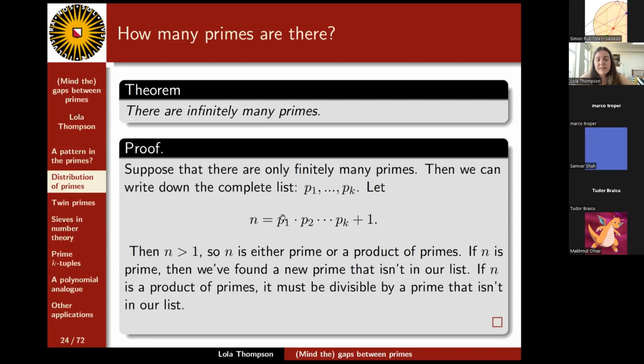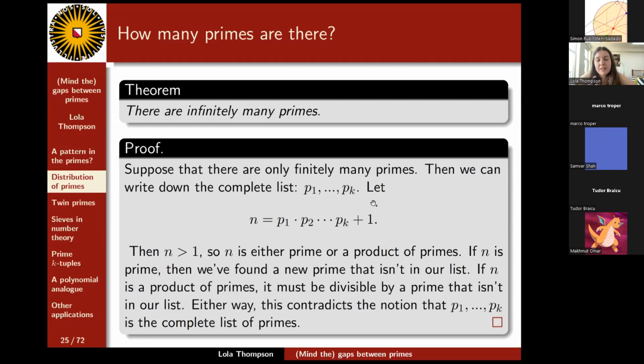Because since n is a product of primes, it has to be divisible by some prime that's not in our list. Notice that P1 can't divide n, because P1 would also have to divide 1, since n is written in the form of a product of things plus 1. Because P1 doesn't divide 1 and P2 doesn't divide 1, etc., none of these P1 through Pk could possibly divide n. So either way, there must be another prime that's not on our list. And so our assumption that P1 to Pk was all the primes was false. That tells us there must be infinitely many primes.